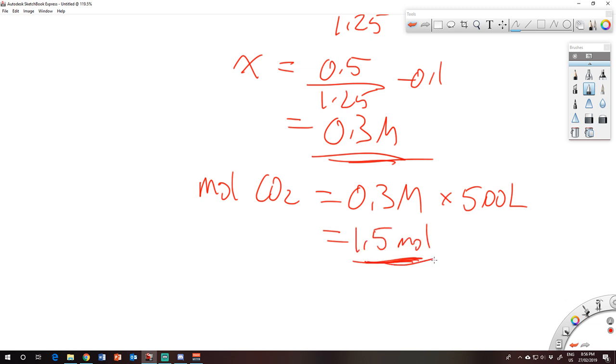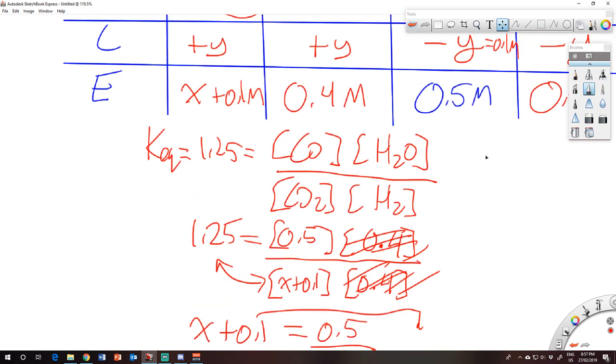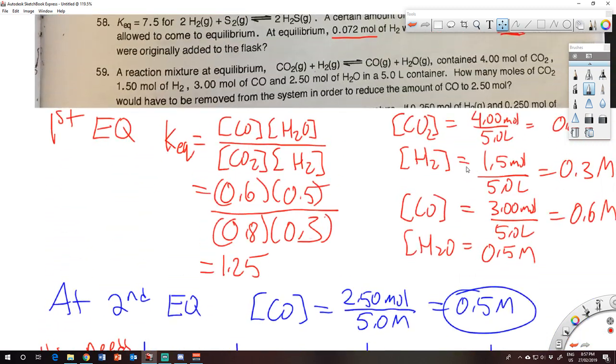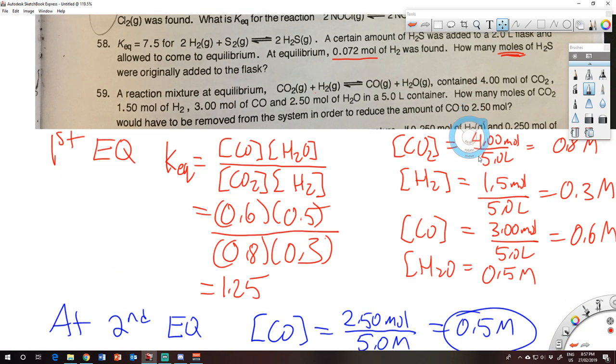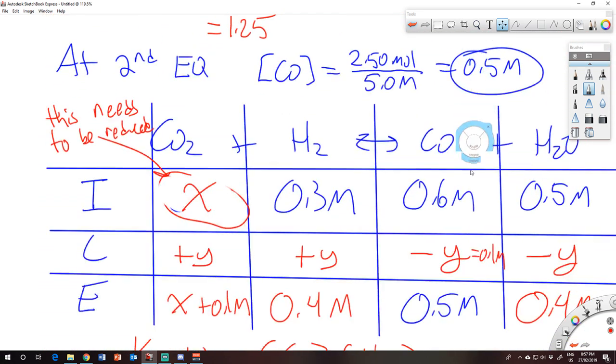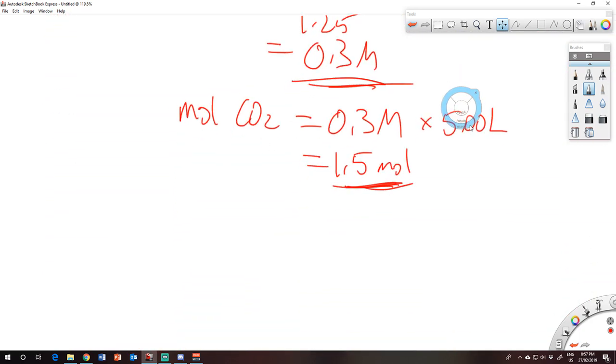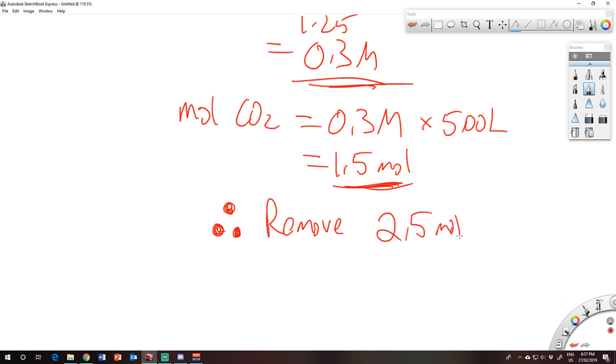So that's how many moles of CO2 are present if I want to force the condition that it asks me to. And I started off with 4 moles of CO2 up here. So if I want to go down to 1.5 moles of CO2, I have to remove 2.5 moles of CO2. There we go.